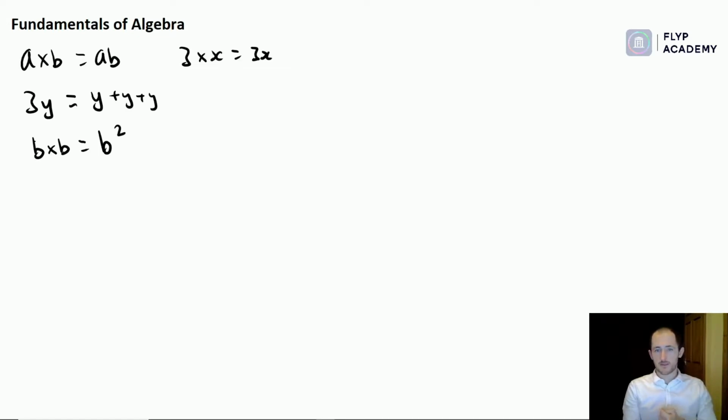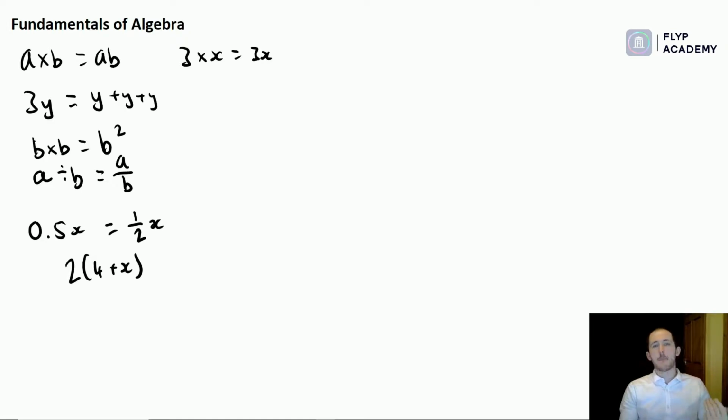And instead of writing a divided by b, we tend to write that as a fraction in algebra, just to keep things nice and compact. There are 2 more things that you should remember, and they're fairly self-explanatory. We tend to not write decimals, so 0.5x is not usually written. You should also be able to write it as a fraction. Both of them are correct. It's completely fine whichever one you use, but you need to recognize that you can use both. And lastly, you need to recognize that we can use brackets in algebra, so for example 2 times (4 plus x). We're going to get on to exactly what that means in a second.